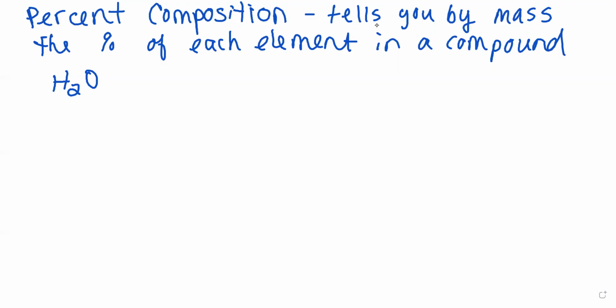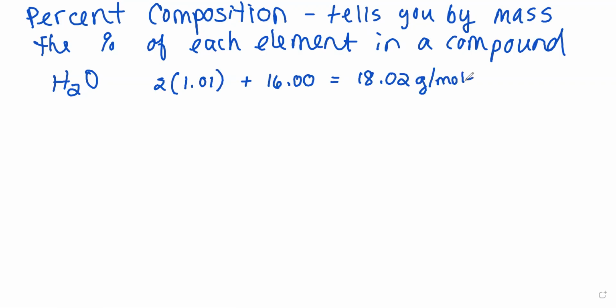So for your molar mass, we have 2 hydrogens. So we're going to put 2 times, and when you look on your periodic table and find hydrogen and round it to 2 decimal places, the mass is 1.01, plus, and then we have 1 oxygen, so we're going to round its mass to 16.00, and that's going to give us 18.02, and that would be grams per mole. That is our molar mass.